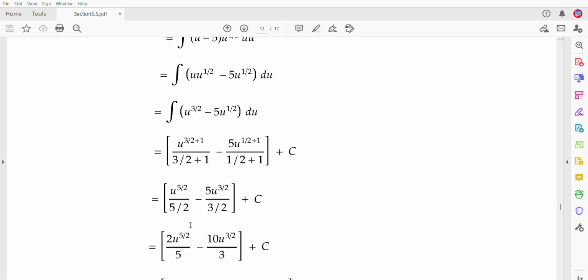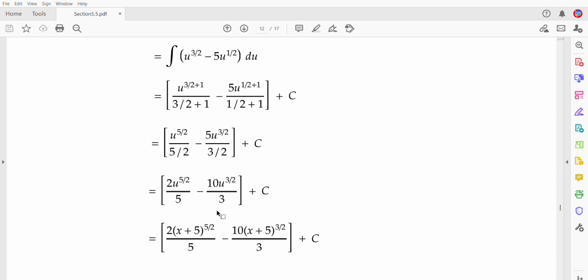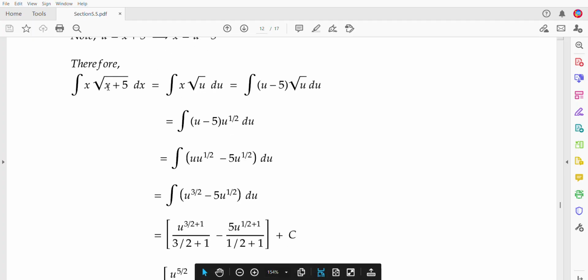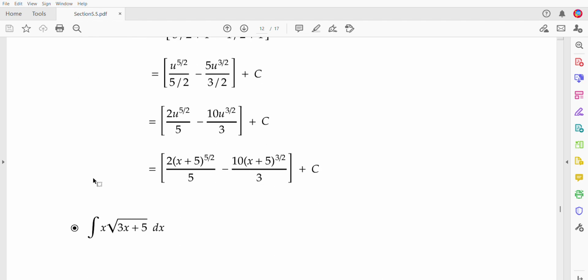Division by a fraction is multiplication by the reciprocal. How did this become 10? There was already a 5. You multiply by 2 to make it 10. Finally, u was x plus 5, so I replaced u by x plus 5. Because this is an indefinite integral, that is, no limits are mentioned, you need to add plus c.